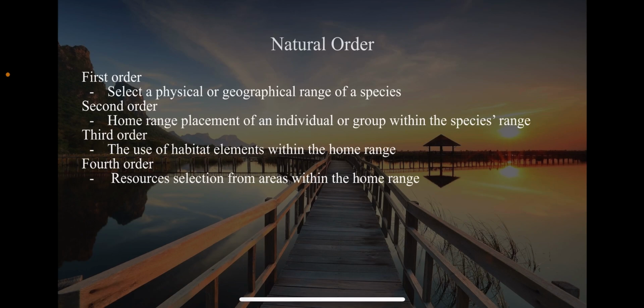We also learned about natural order. The first order was to select a physical or geographical range of a species. The second order was home range placement of an individual or a group within the species range. The third order is the use of habitat elements within the home range. And the fourth order was resource selection from areas within the home range.